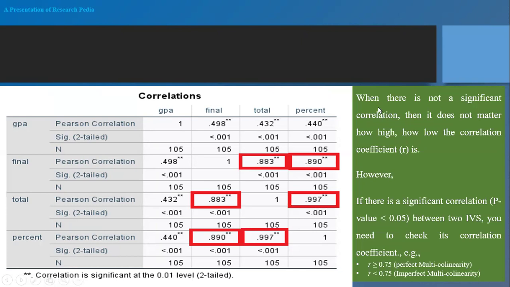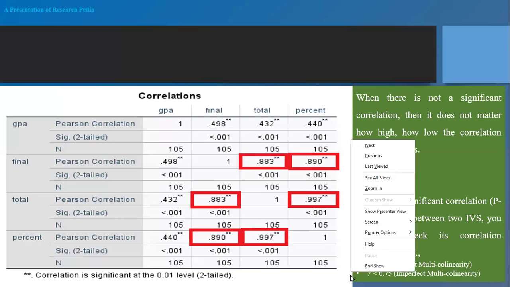Along with their significance. When there is not a significant correlation, then it does not matter how high or how low the correlation coefficient is. However, if there is a significant correlation, meaning the p-value is less than 0.05 between two IVs, you need to check its correlation coefficient. If the significant correlation shows a coefficient value greater than 0.75, it is called perfect multicollinearity, and it would be considered a multicollinearity issue. And if the significant correlation indicates a coefficient value less than 0.75, it is known as imperfect multicollinearity, and it may not be the cause of multicollinearity here.